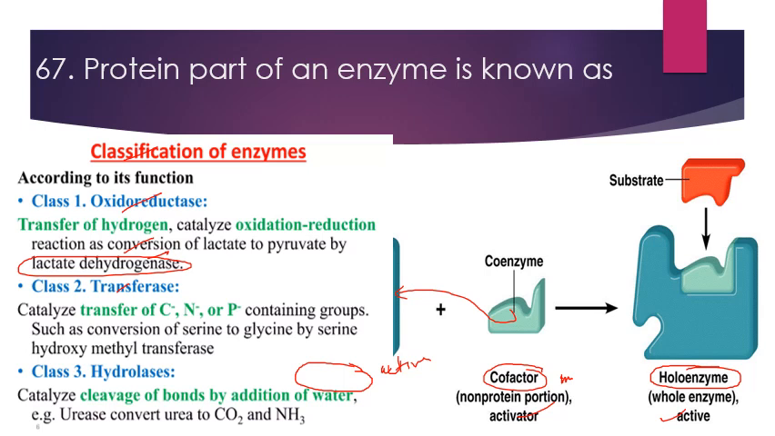The second class of enzyme is transferase. It catalyzes transfer of some groups, that is carbon, nitrogen or phosphorus containing groups, such as conversion of serine to glycine by serine hydroxymethyl transferase.